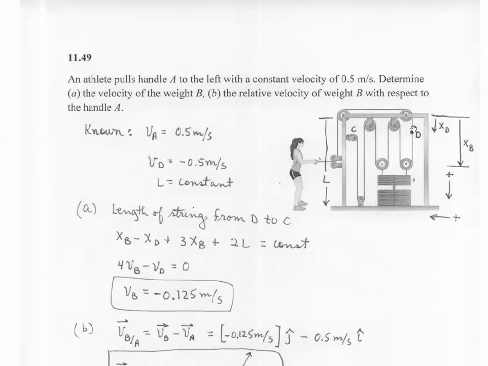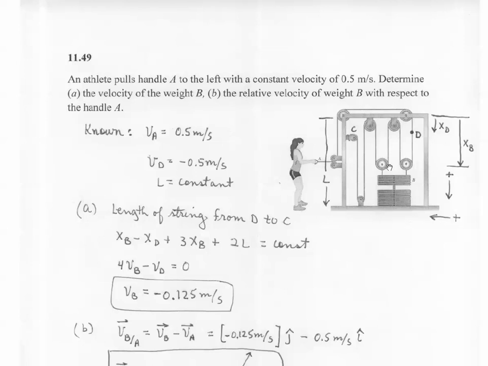That's going to be the same speed that a point D on this line over here would have. And I'm going to let positive be downward here. So if this speed right here is positive that way, then the speed of D is actually this direction, which would be a negative. So that means the velocity of D is going to be minus 0.5 meters per second. And then L right here is going to be a constant. We're going to mark the positions x sub D and x sub B here on this diagram.